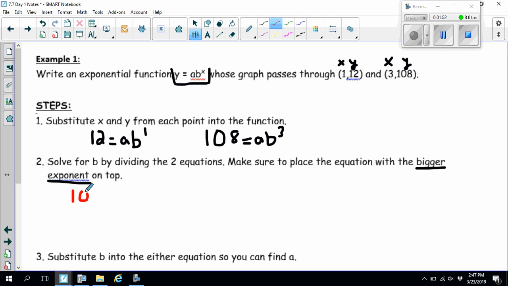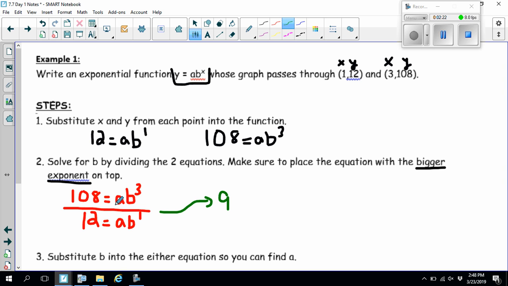So I have 108 equals a times b to the third power, and divide that whole thing by 12 equals a times b to the first. So now if we look, we're going to go ahead and divide. So we do 108 divided by 12, and you can put that into your calculator. We get 9 for that. Now the a should cancel out. And then this is using our exponent rules. Remember, when we have the same bases and we're dividing, we subtract the exponents. So we get 9 equals b to the second.